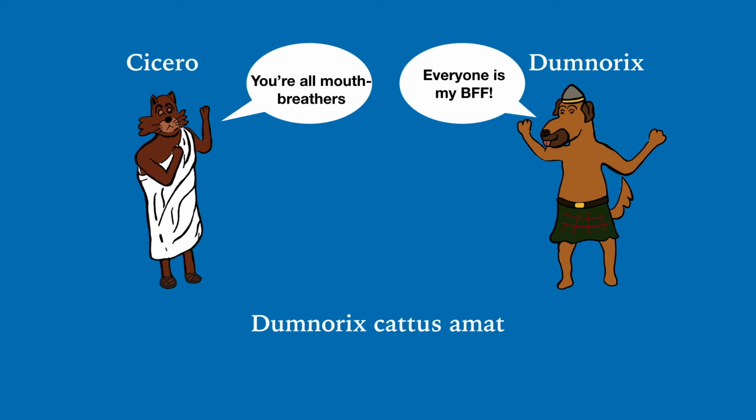So, the dog loves the cat. Dumnorix catus amat. But wait, I hear you say, sharply drawing your breath. There is something wrong with this sentence. I'm just trying to catch you out. We know from the English that the cat is the direct object because it is placed after the verb. The dog loves the cat. He is the object of Dumnorix's affections. In Latin, therefore, he needs to be in the accusative case, and catus is not accusative.